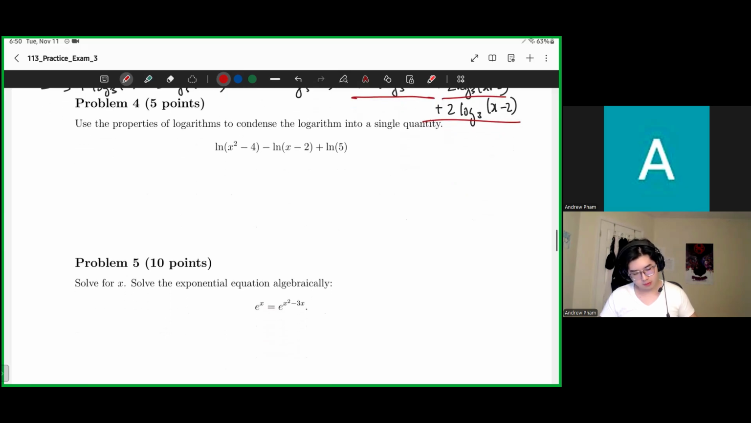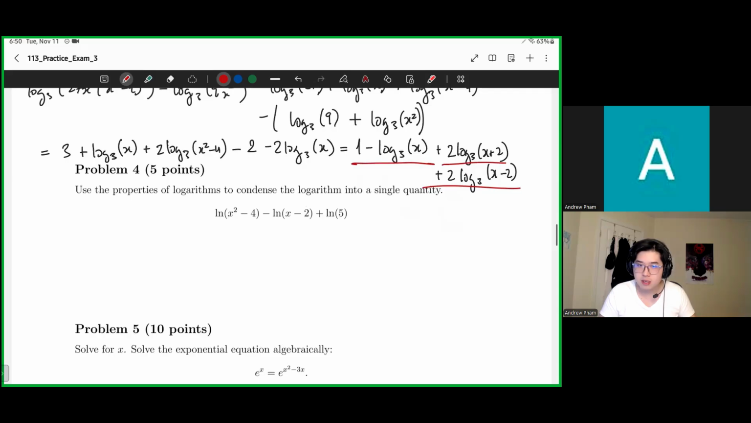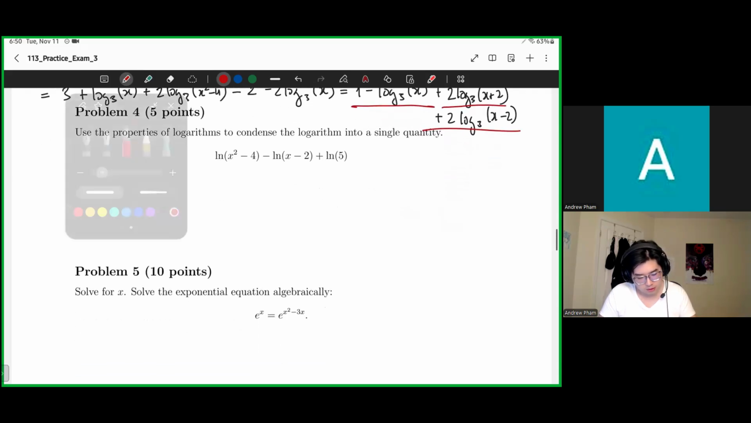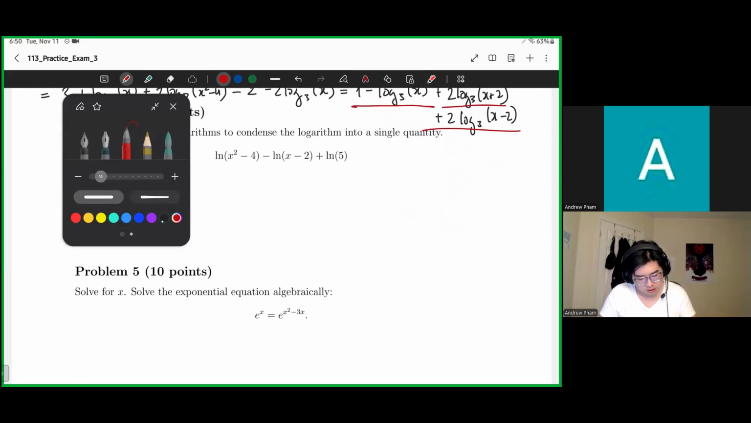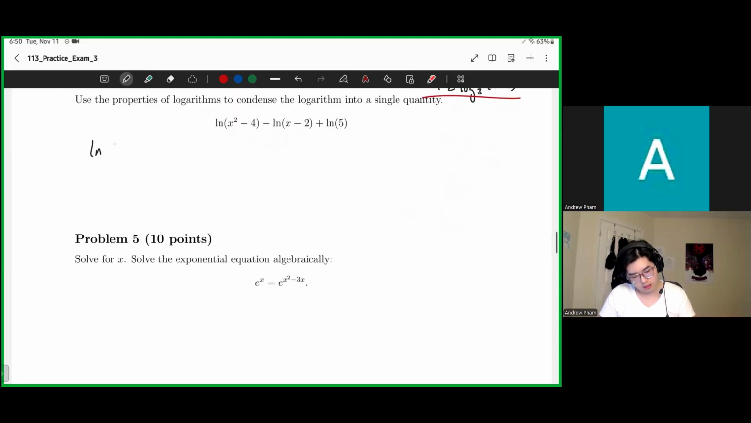All right, problem 4. We expanded a logarithm in problem 3. Now we're going to go backwards and condense. So you're going to use the product and quotient rules in reverse. We first notice that I have subtraction. Immediately you should think quotient rule. If I do so, I get ln of (x squared minus 4) over (x squared, or x minus 2) plus ln 5.